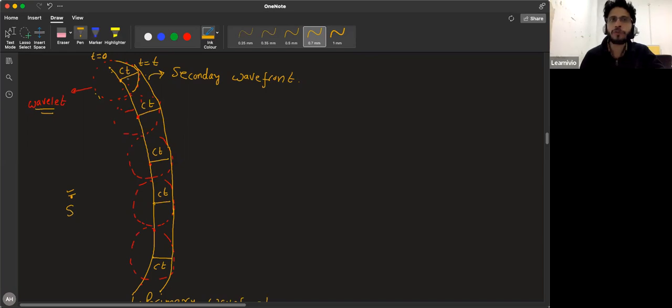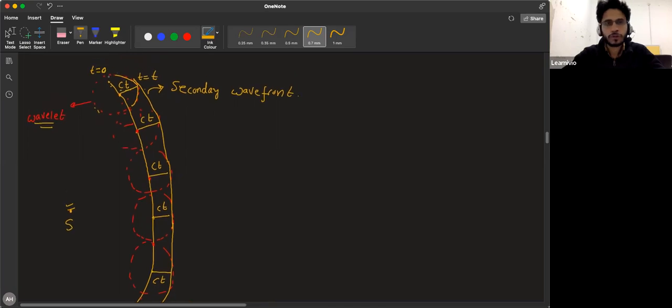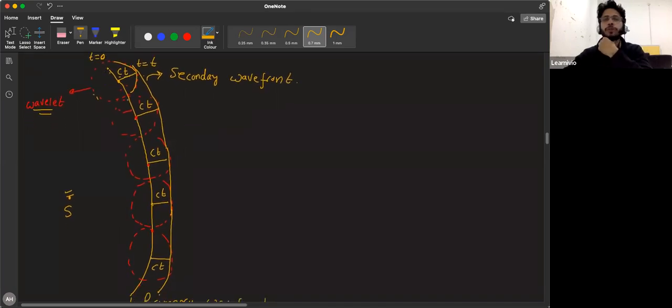The radius of the wavelets is speed of light multiplied by the time. This is the radius of the wavelet, speed of light multiplied by the time. That's the radius. So this t equal to 0 is the position of your first primary wavefront. Then after certain time t, this wavefront travels in the forward direction. The speed of light is c, so the radius of the wavelet will be ct.